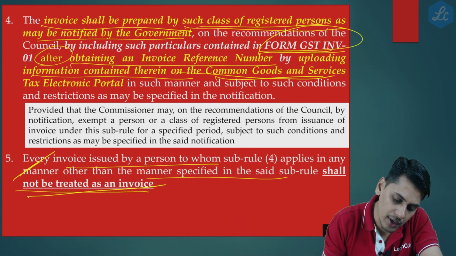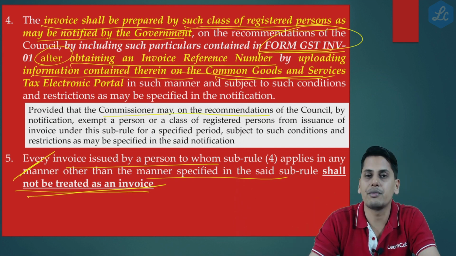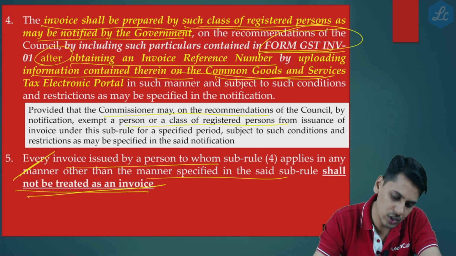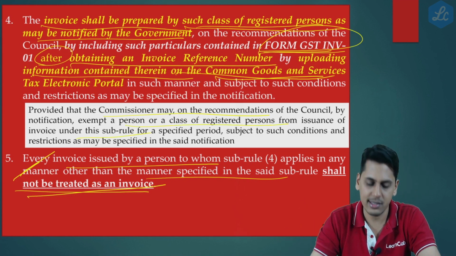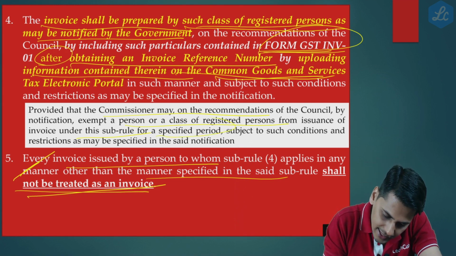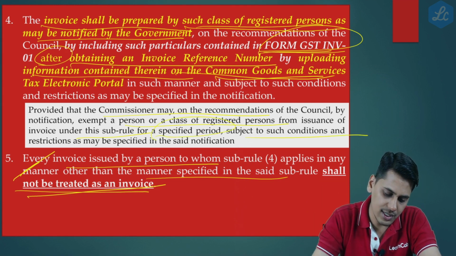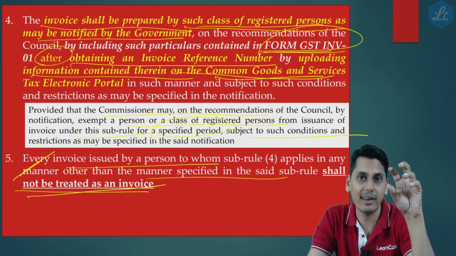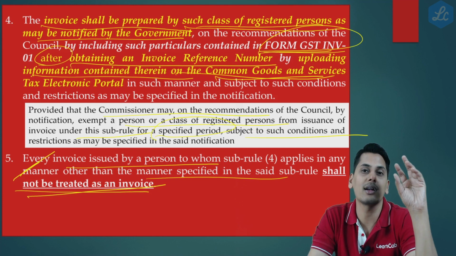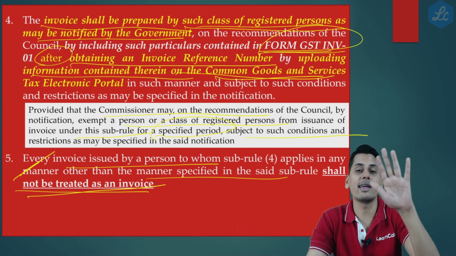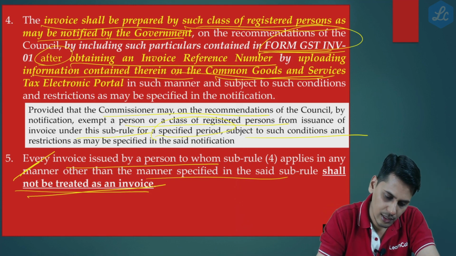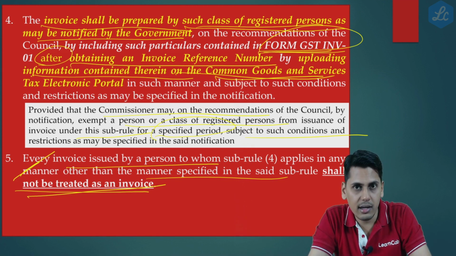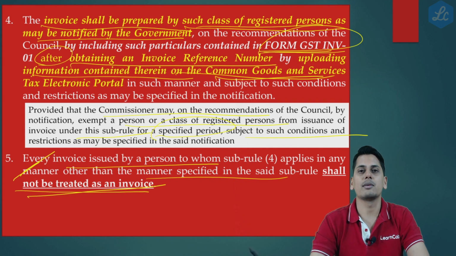It tells you, provided that the Commissioner may, on the recommendations of the Council by notification, exempt a person or class of registered persons from issuance of invoice under this sub rule, that is 48 sub rule 4, for a specified period, subject to such conditions and restrictions as may be specified. So friends, here the Commissioner has the power to relax for some specified period for a class of registered persons, that they are exempted from 48 sub rule 4. So now friends, I hope you are clear with 48 sub rule 4 and 48 sub rule 5.